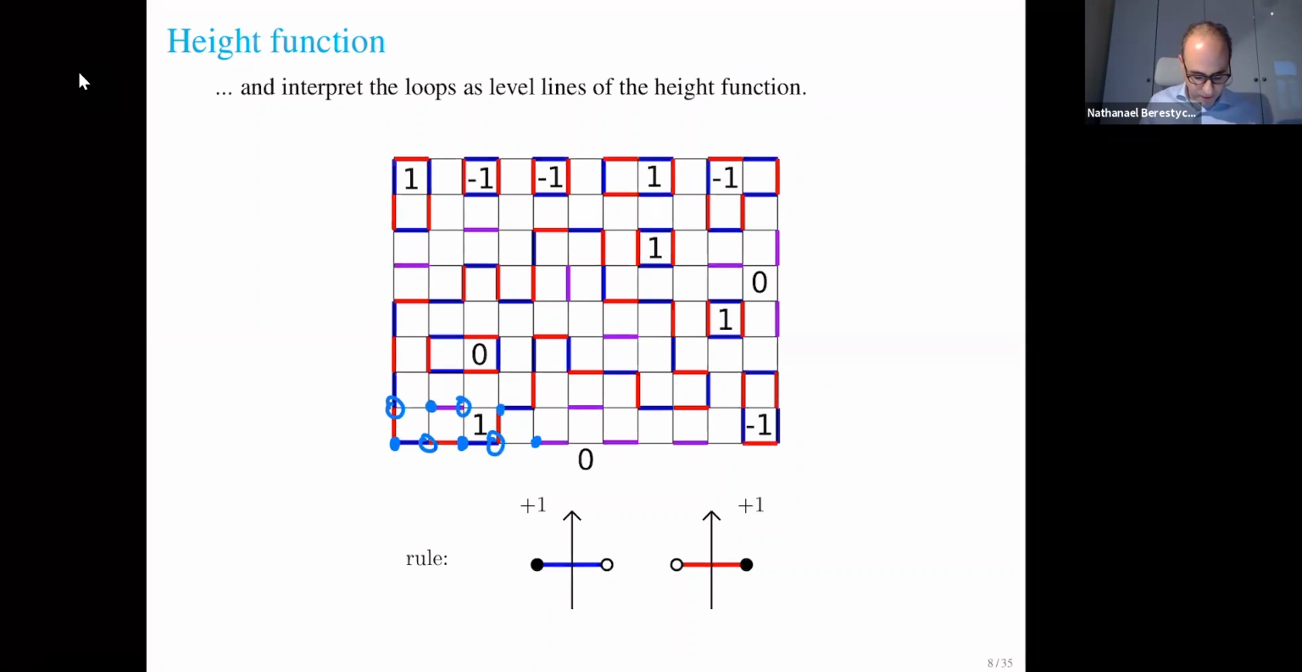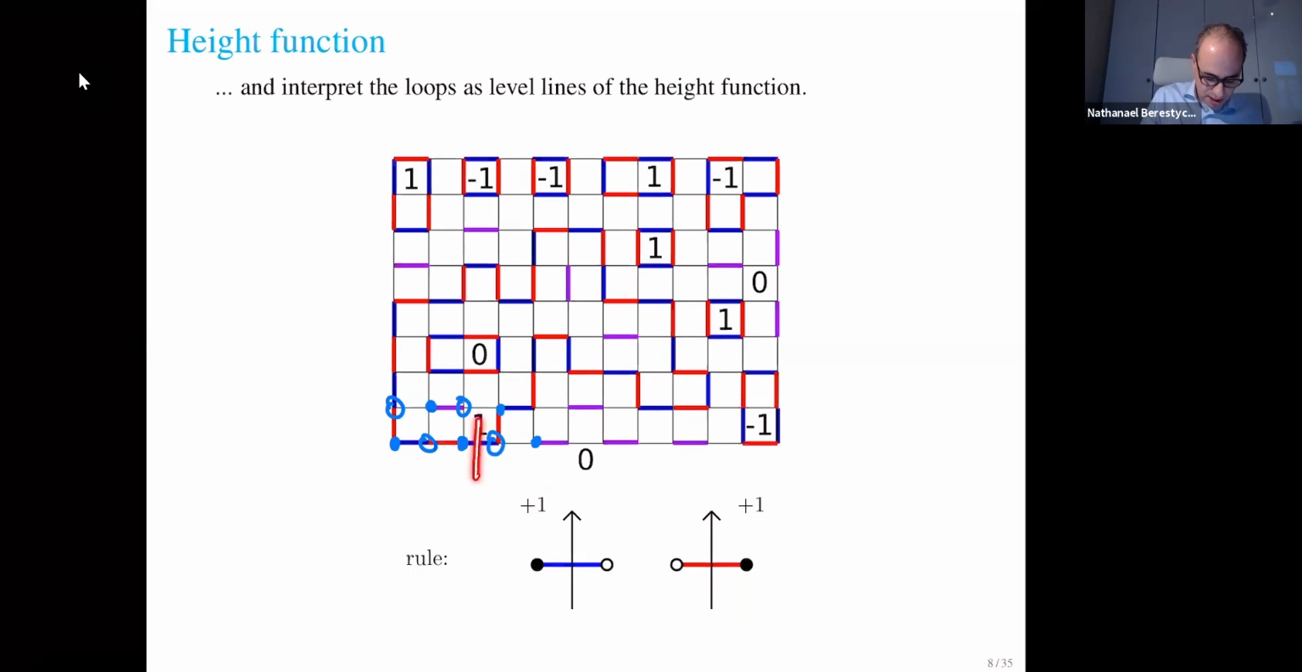And simply in order to determine what happens when you go inside a loop, how does the height change? There are really two possibilities. So blue and red are somewhat symmetric. So let's look at the case for a blue edge, like here. And then it depends whether you have a black vertex on your left or a white vertex on your left. In one case, you're going to declare that the height change is +1. And in the other case, you're going to declare that the height change is -1. And red is just totally symmetric.